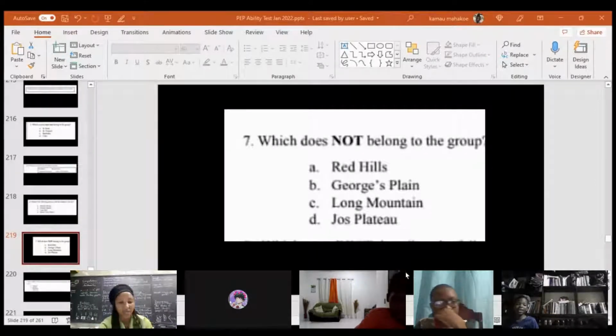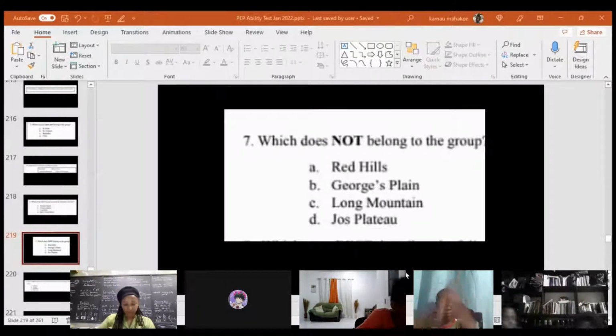Madison says B. So John is saying George's Plain because the others are highlands, and we know that a plain is an area of flat land, so that's different. Antoine also said B.